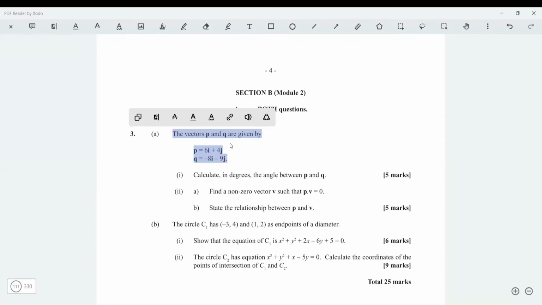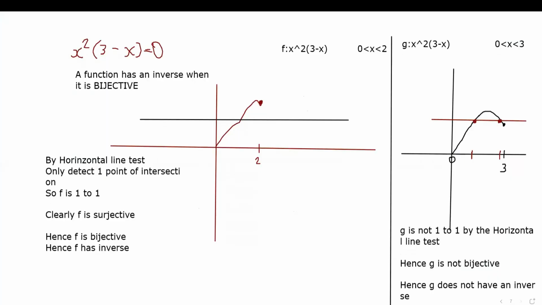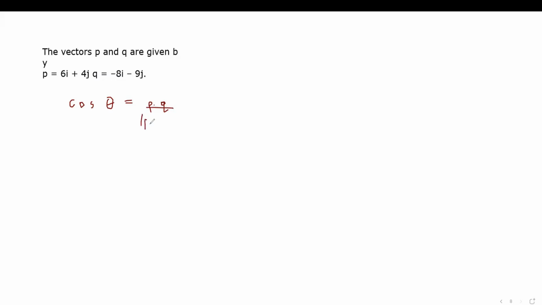Well, that's easy. Let's just go through this really quick. It gives us the vectors P and Q, and it wants the angle between P and Q. So all we need to remember is one simple formula. So let the angle between P and Q be theta. If we're calling the angle theta, then the cos of theta is going to be equal to P dot Q over the magnitude of P times the magnitude of Q.